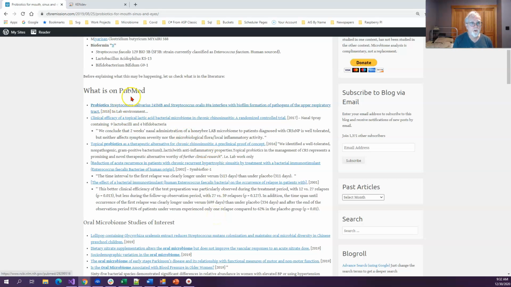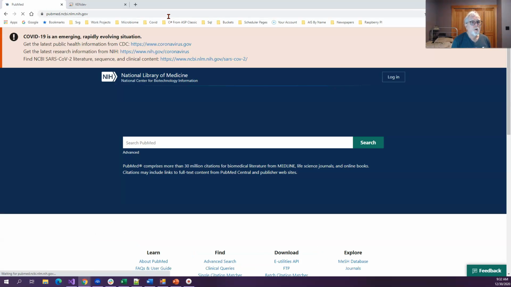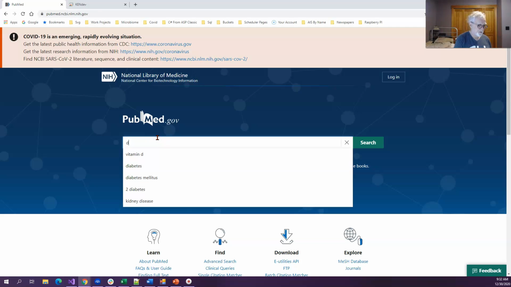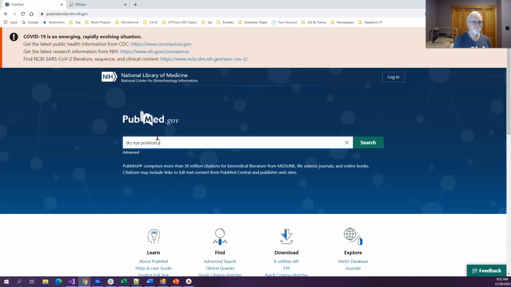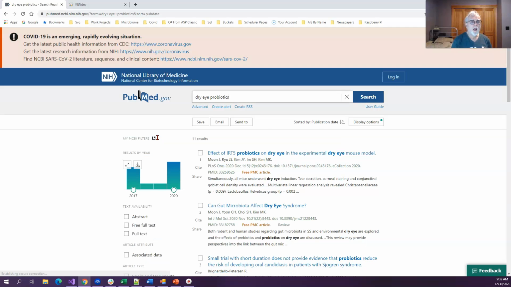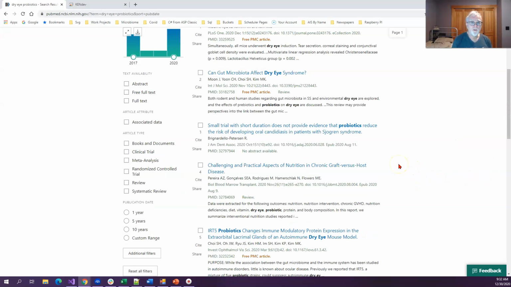Now, since we're on PubMed, you could actually just go to PubMed and type in, let's say, dry eye, and you're interested in probiotics for dry eye. Simple as that. And we find there are 11 results. Now you proceed to have the fun of trying to read through and extract information. Ones which have free PMC articles are often the best. The rest of them tend to be short summaries.